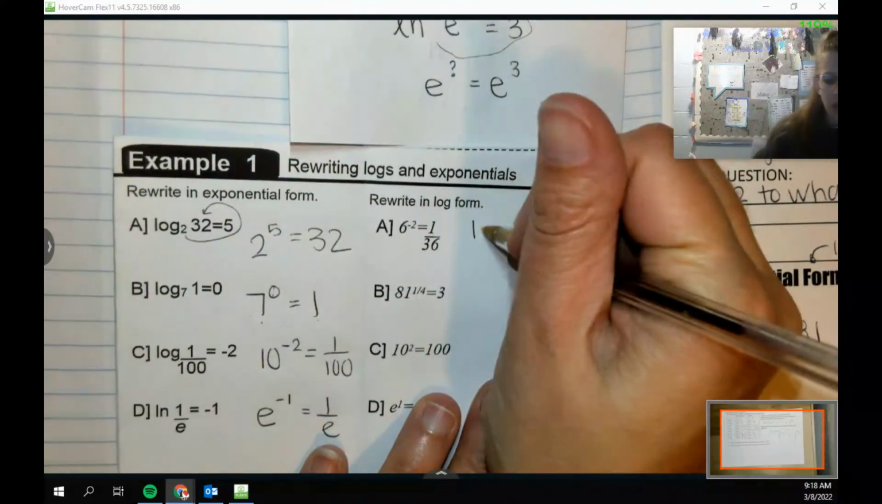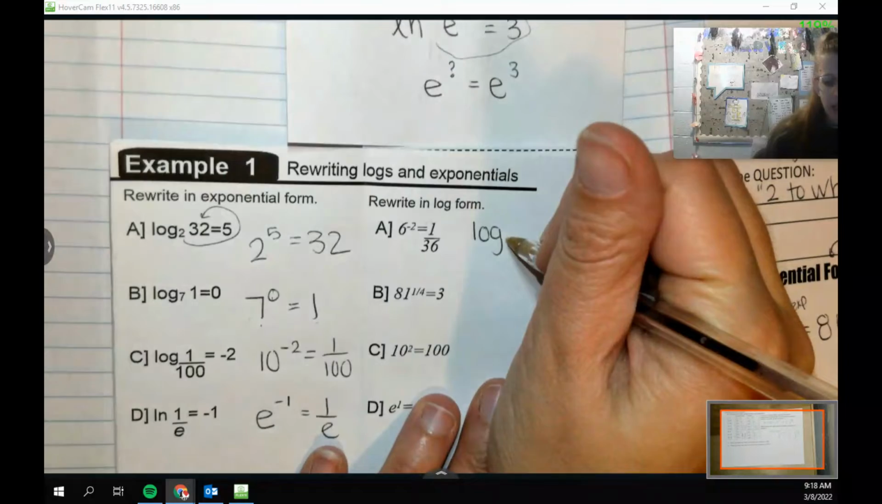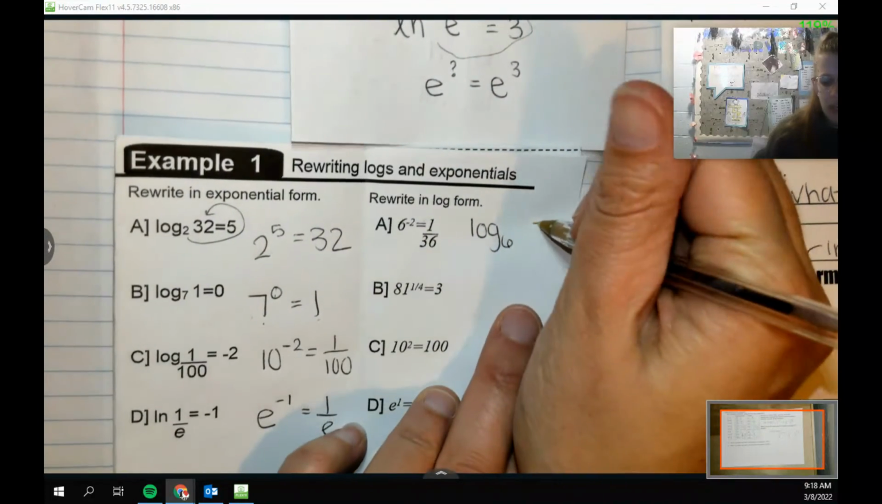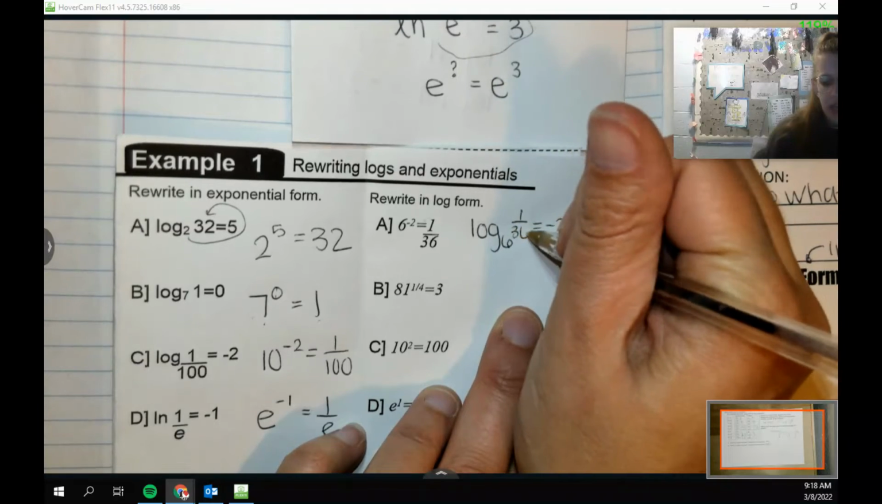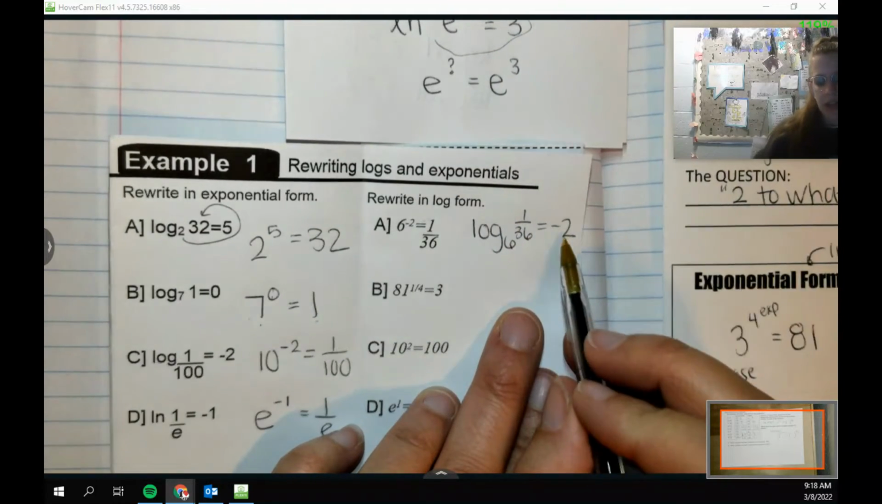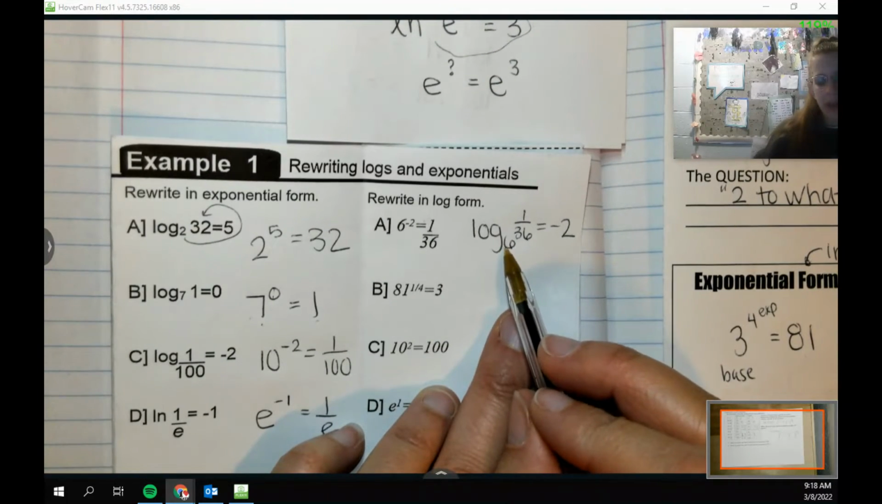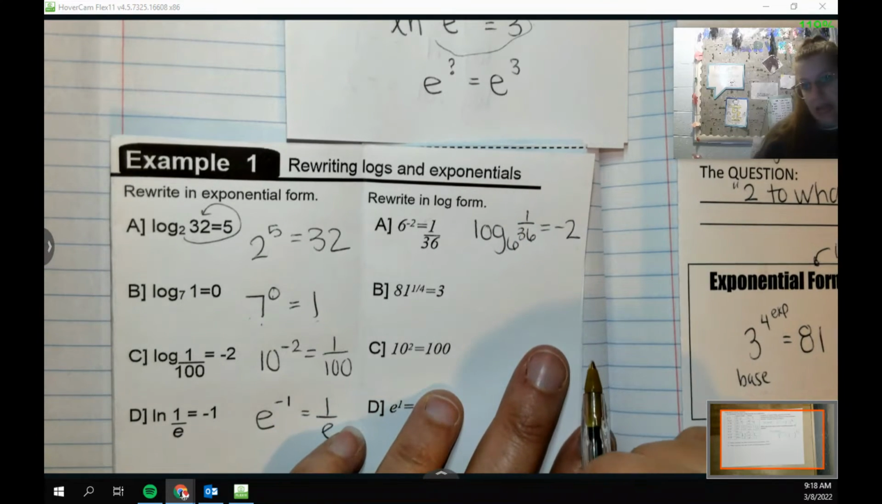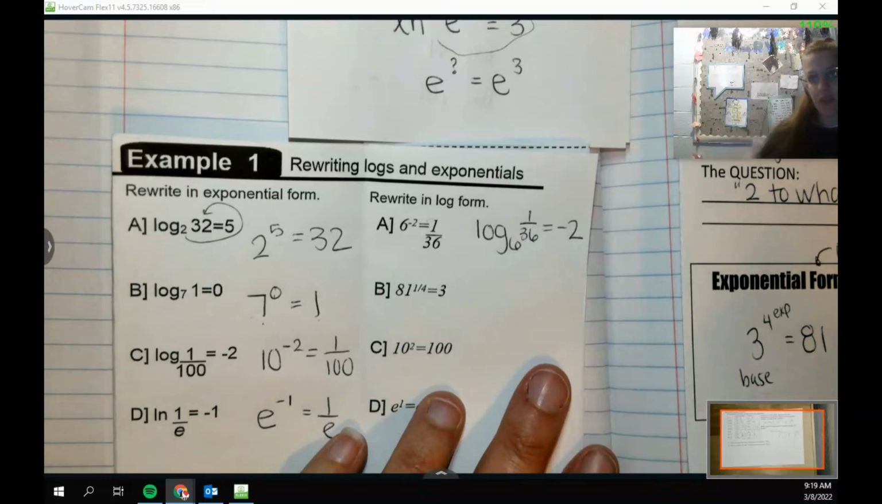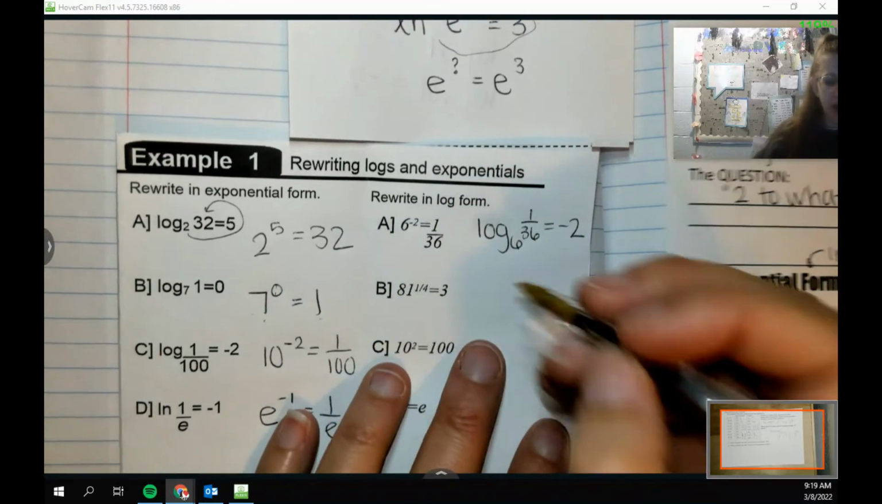So we need log, and then we put our base. Always spits out the exponent, and then 1 over 36. Always spits out an exponent. And I think that makes sense because we went from a big number to a fractional number. And so we should be negative. Fractions, negatives flip me. Okay.